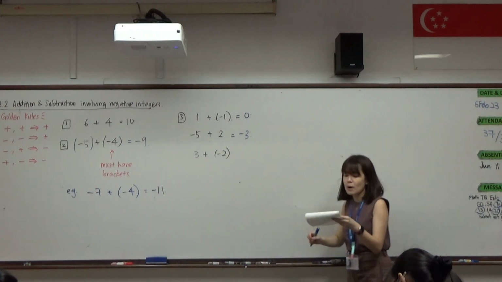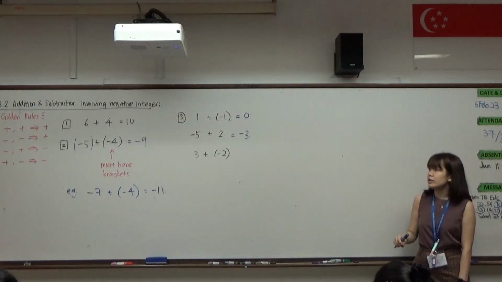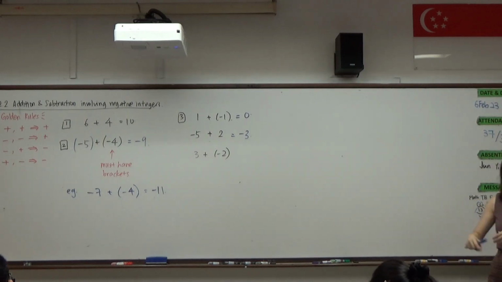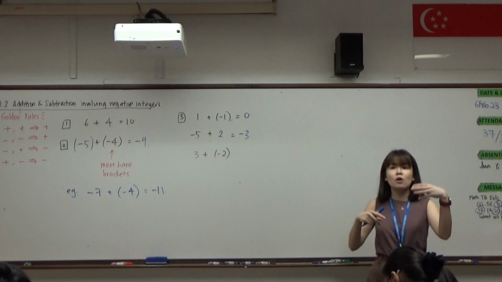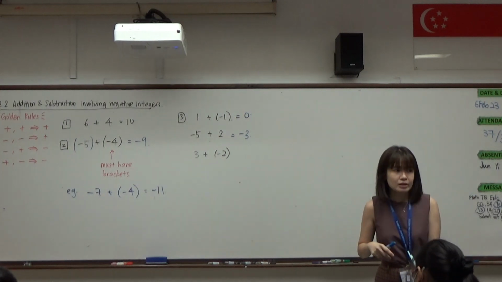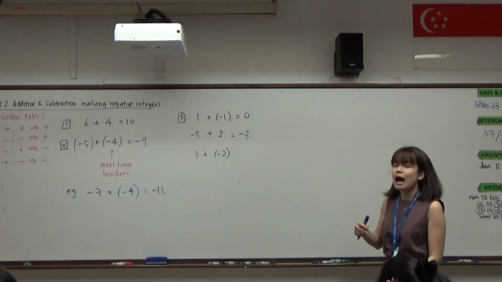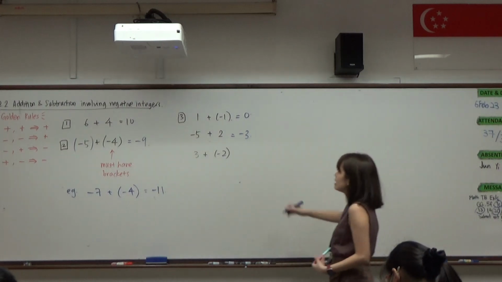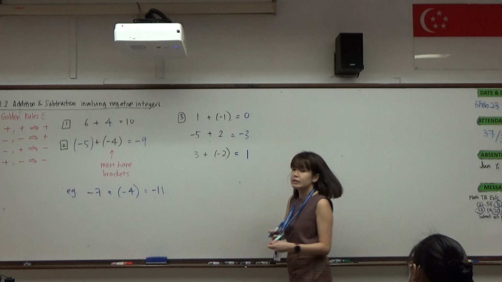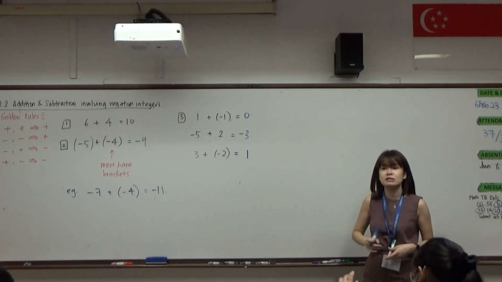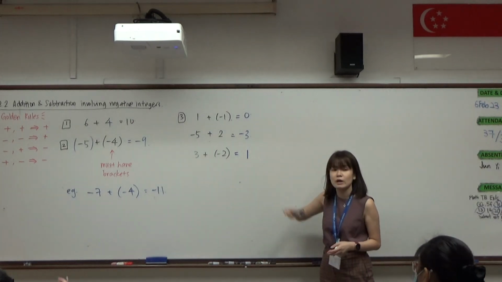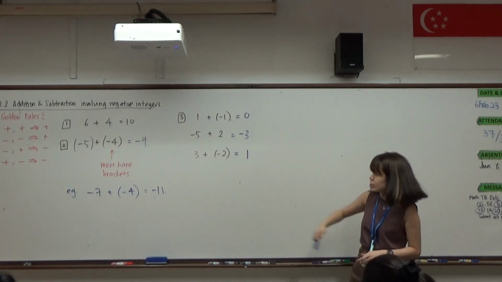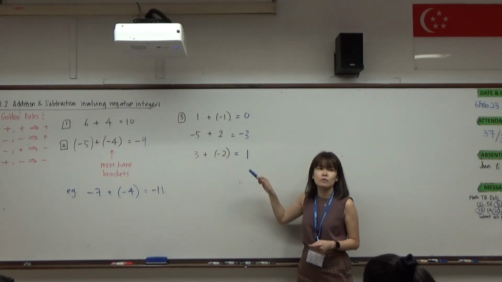And then another one. 3 plus negative 2. I have $3 and I owe Colin $2. Then how much do I have left? I have $1 in my pocket still, so that means it is a positive one. Positive numbers, we don't write the positive sign, so I just write 1. At this stage, 3 plus negative 2 equals 1.